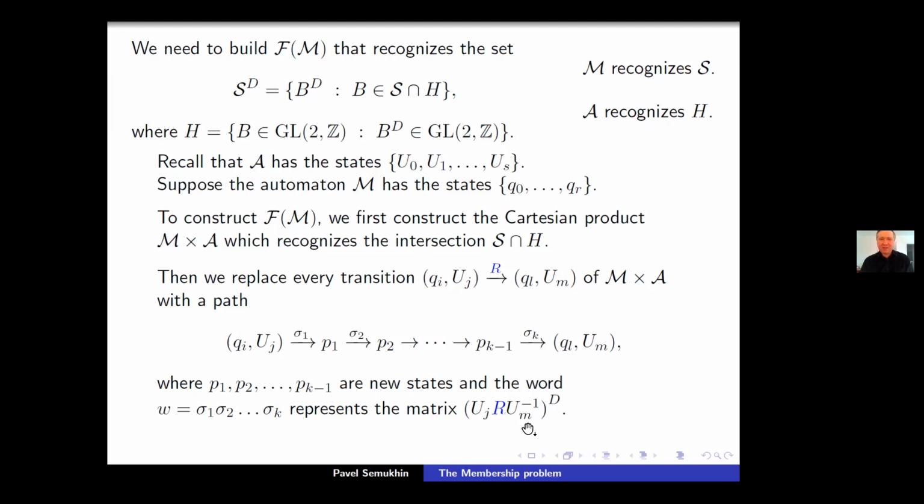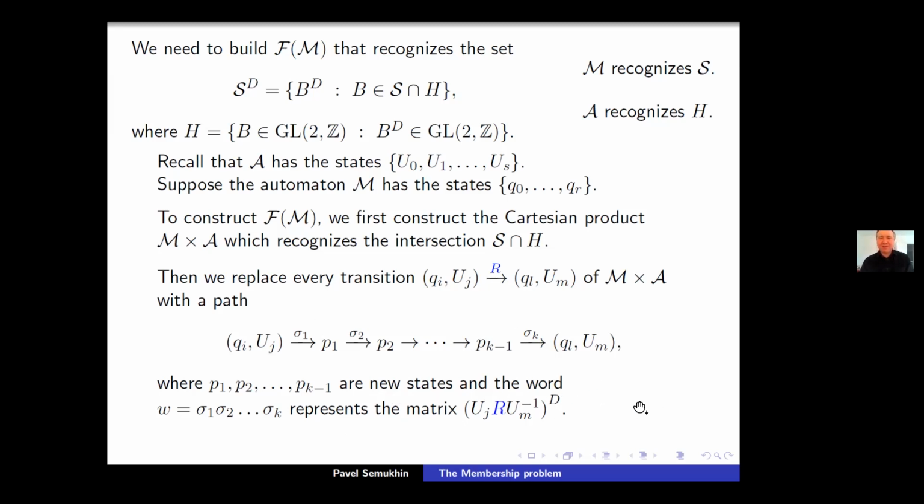This is how we constructed this automaton A. And because this matrix belongs to H, its conjugate with D, by definition of H, must be an integer matrix from GL2(Z). And so we can find a word W which represents this matrix. And then we replace this transition with a new path from this state to this state, whose label is equal to this word W.